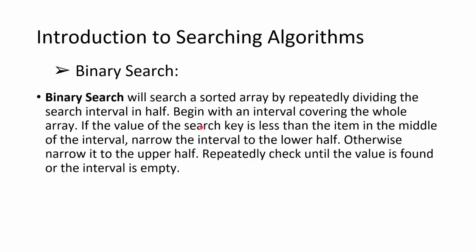The binary search algorithm uses a more complex approach. A binary search searches a sorted array by repeatedly dividing the search interval in half. It begins with an interval covering the entire data structure. If the value of the search key is less than the item in the middle of the interval, it narrows the interval to the lower half. Otherwise, it narrows it to the upper half, repeatedly checking until the value is found or the interval is empty. So this algorithm is faster. However, when it comes time to code it, it's going to be more complex.